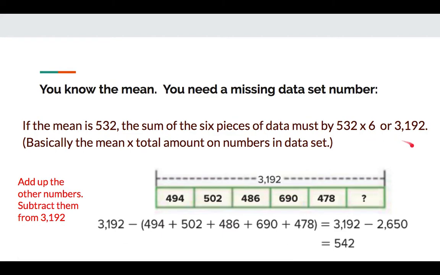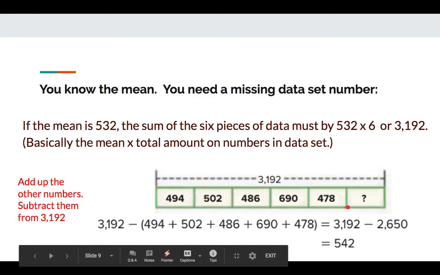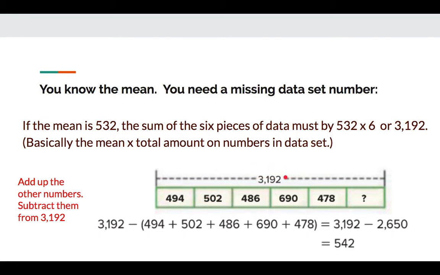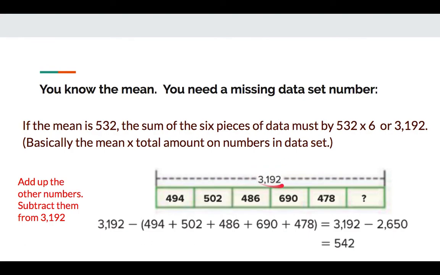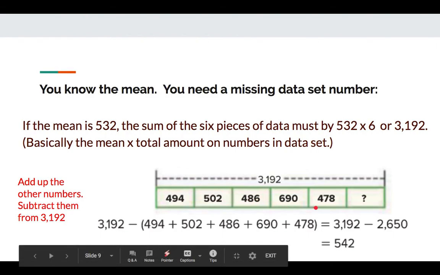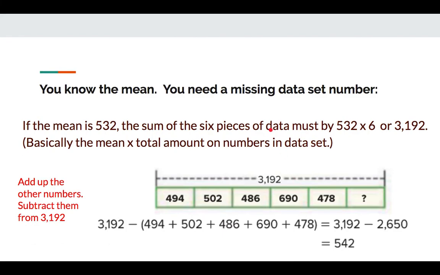532 times 6 gives me 3,192. That's what the total had to be. So I know all these numbers added up are going to give me a total of 3,192. So you can do this a couple different ways. You can add up the numbers you have and then subtract that number from the total of 3,192, and that'll give you the missing final answer, 542. Or you could take 3,192 and just subtract each one of these from it. Either way, you'll get a leftover answer of 542.